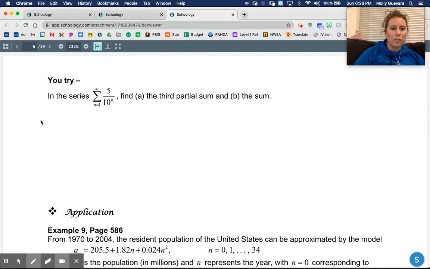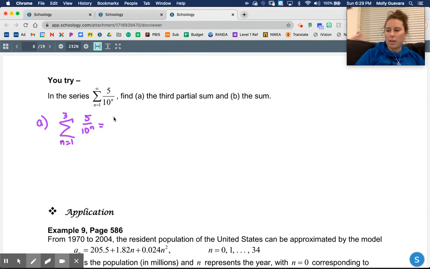Okay, so hopefully we gave this a shot, right? I want the third partial sum. So n is going from 1 to 3, 5 over 10 to the n. It doesn't matter if it's n or i or whatever, right? It's all going to be the same thing.